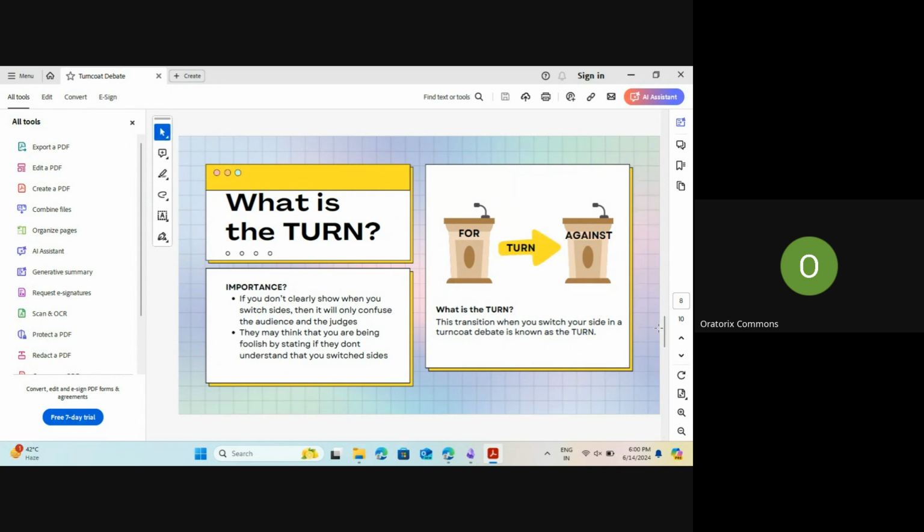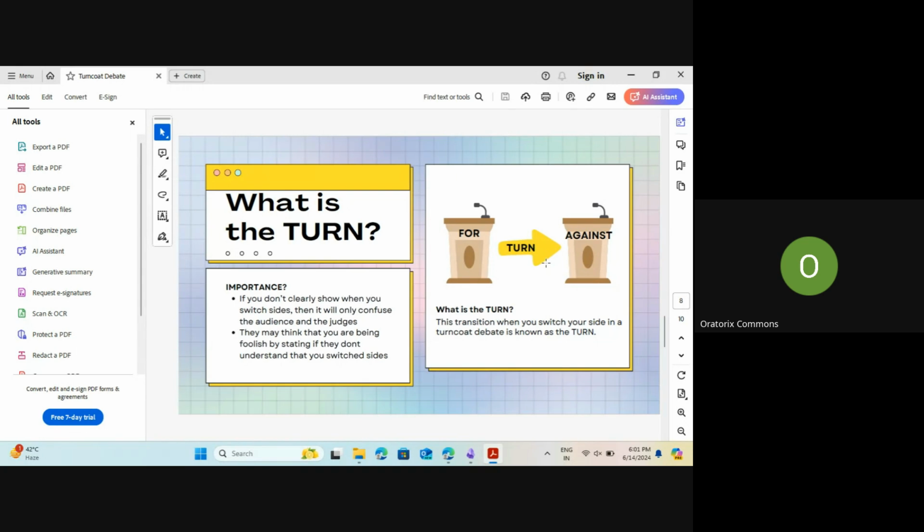Okay. So guys, all of your questions, but first just let me end this slide so that anyone who wants to go can leave. Now see, what is a turn? In a turn code debate, when you are switching side, when you are going from for to against, that transition is known as a turn.